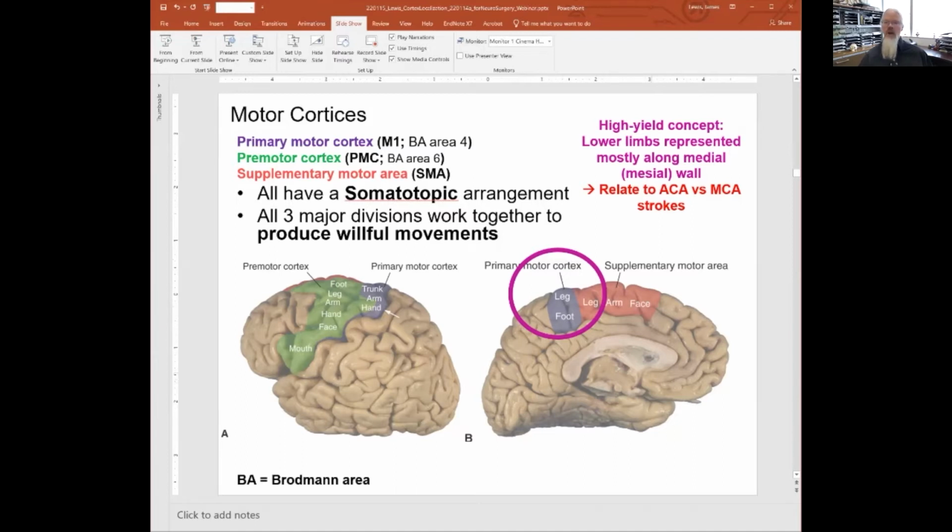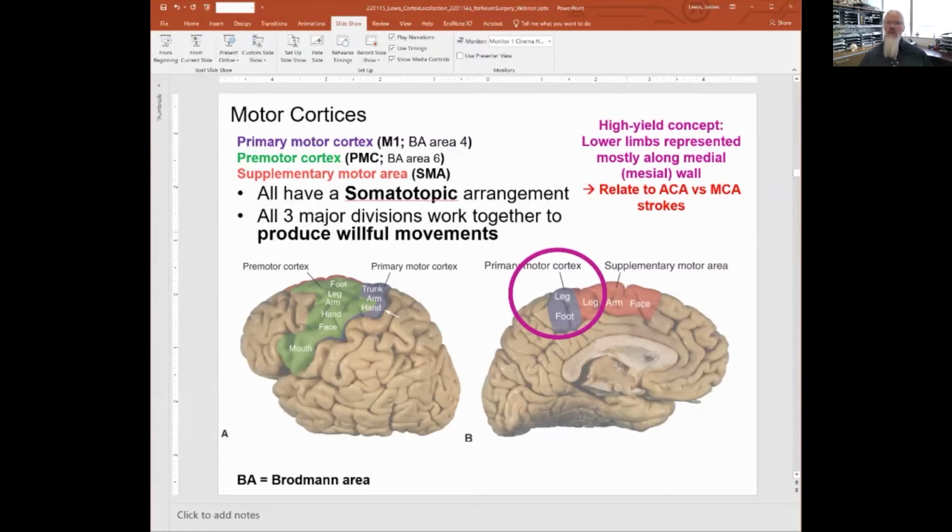Recall that that is going to wrap up along this pericallosal region and have a pericallosal artery and a supramarginal artery, and is going to be supplying the territories that are mostly covering this leg foot region. So if you have a patient who has a deficit with their left leg, you might be thinking right mesial cortex and an ACA type of stroke there.